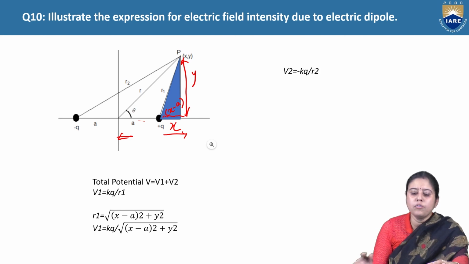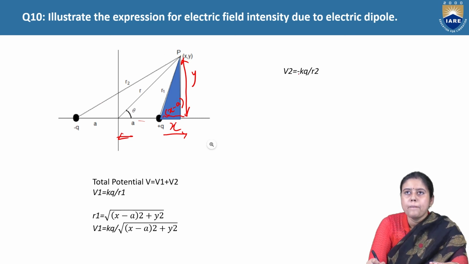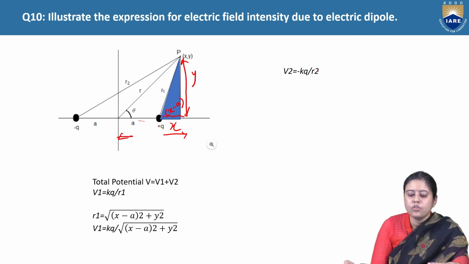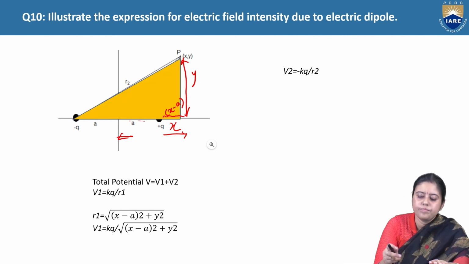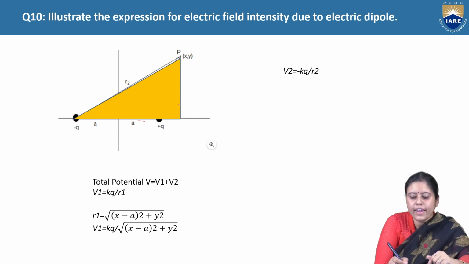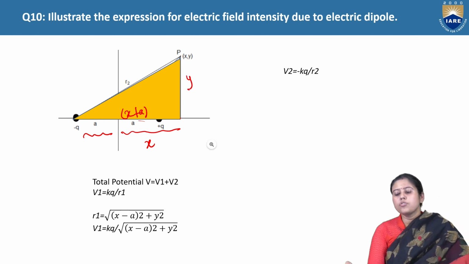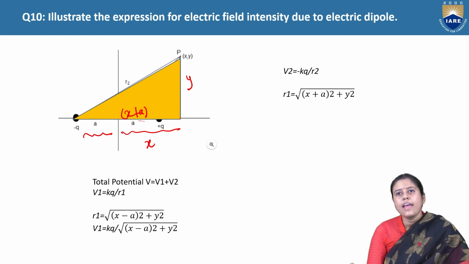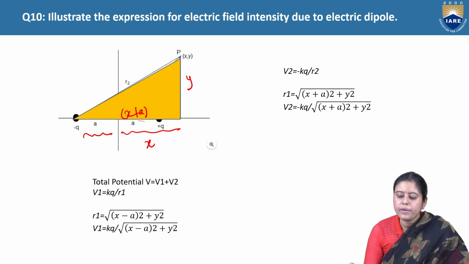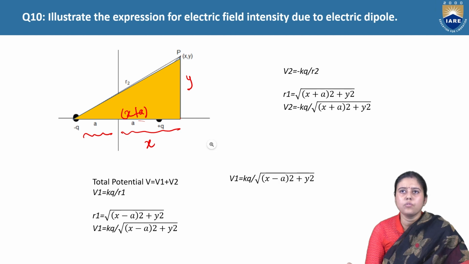Similarly, we think about V2. V2 is due to the minus Q charge, so you can see minus KQ by R2. Now we are taking this triangle. Again, up to this position is x, this is a, so the total distance is x plus a. This height is again y. So what is R2? R2 is the square root of (x plus a) whole square plus y square, so V2 is minus KQ by the root of (x plus a) square plus y square.